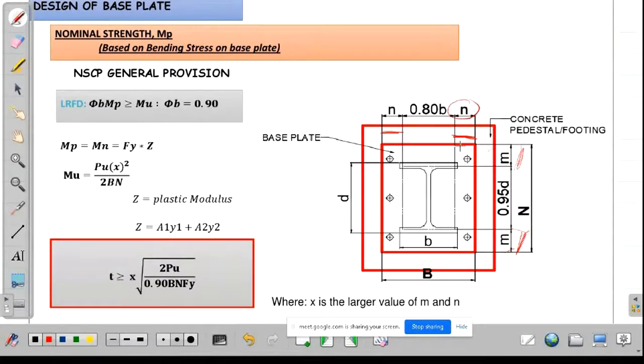Okay? So, for the provision, parehas pa rin that our nominal moment, yung nominal strength moment natin is greater than or equal to yung ultimate for the LRFD and for the ASD, that is allowable moment. So ito, kinonsider ko lang yung LRFD. So pwede din yung ASD that yung tawag nito, yung factor niya is equal to 1.67. Okay? So ito, kinonsider ko lang yung LRFD.